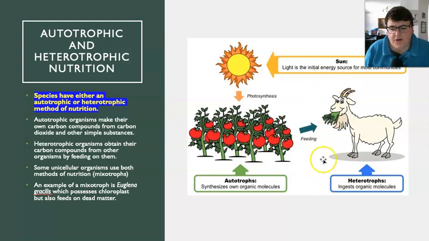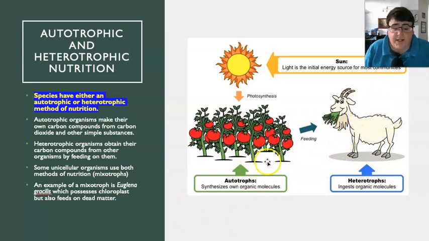Okay, whereas a heterotrophic organism over here, like this goat we've got in the diagram here, these are generally animals, and they're obtaining their carbon compounds by eating other organisms. So in this case, the goat is eating the autotrophs, and it's obtaining the organic compounds that the autotrophs have formed in their body, taking them into its body, and digesting them.